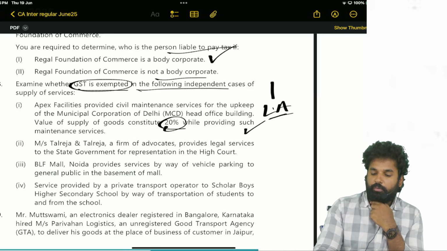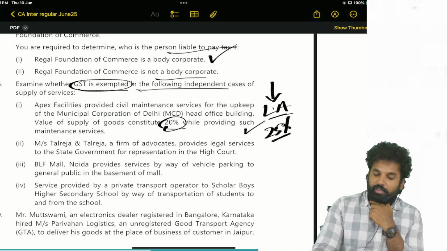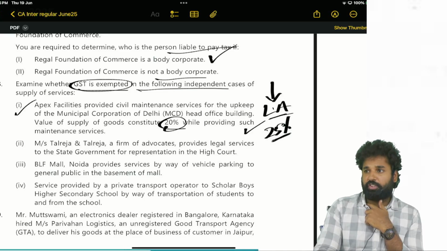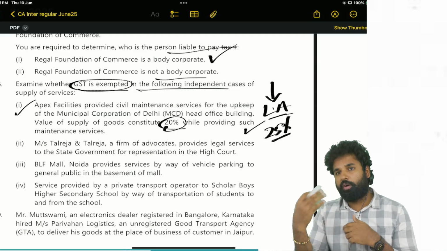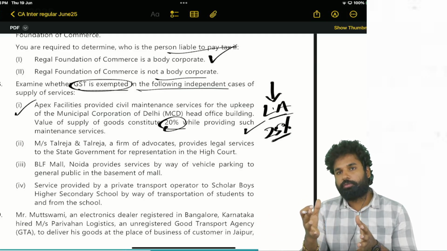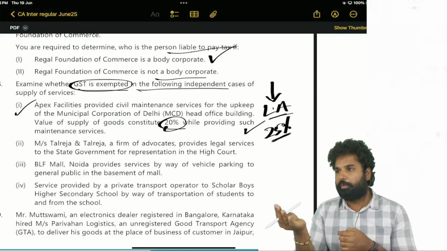So whenever you are supplying to a local authority or government, and you are making construction services, up to 25% goods involved means it is exempted. More than 25% involved means it is taxable. Here it is not a construction service, it is a civil maintenance service. It is a building maintenance service. Head office building, value of supply constitutes 20% goods. So for the head office building, it is taxable. Next, you understand this point. Generally, construction services given to government, where the value of goods is up to 25%, are exempted. More than 25%, composite supply, taxable.